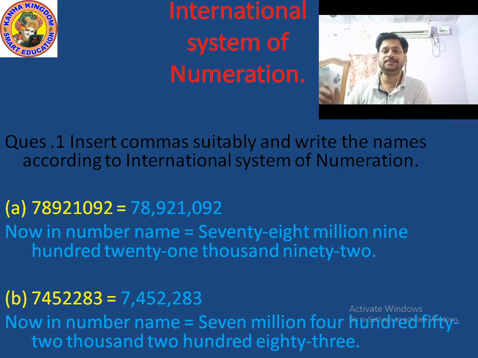So which digit in ones place? 2 in ones place. Which digit in tens place? 9 in tens place. Which digit in hundreds place? 0 in hundreds place.